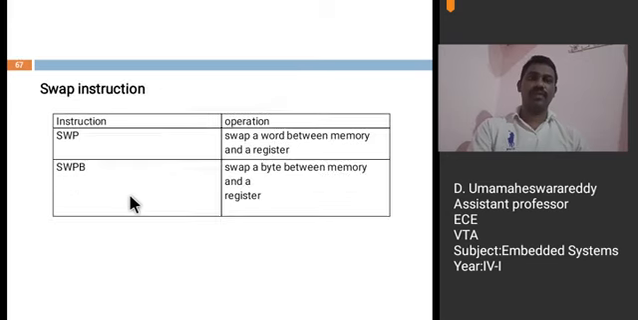Next, SWP, swap instructions. SWP swap indicates it will swap a word between memory and a register. Swapping means exchanging the data. It will exchange the data between memory and register. It will transfer the register content to memory and memory content to register here. Next, swap byte. Swap a byte between memory and a register. It will swap byte data, that means 8 bits, between memory and a register.